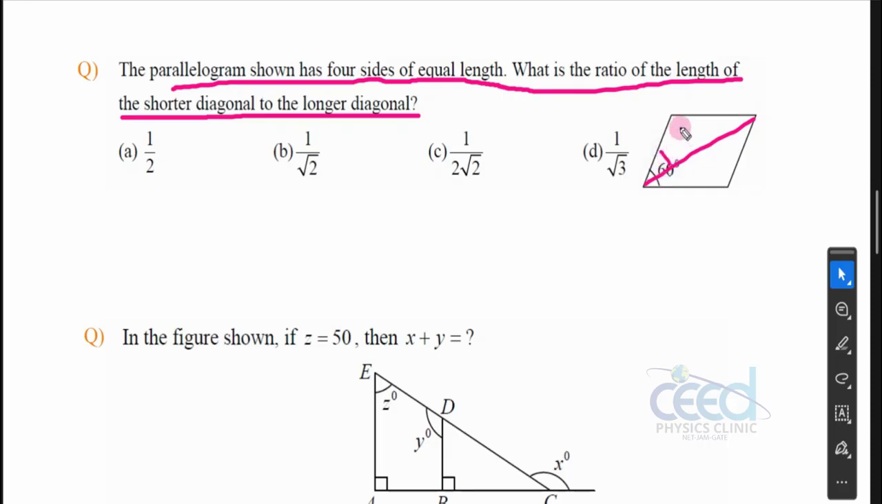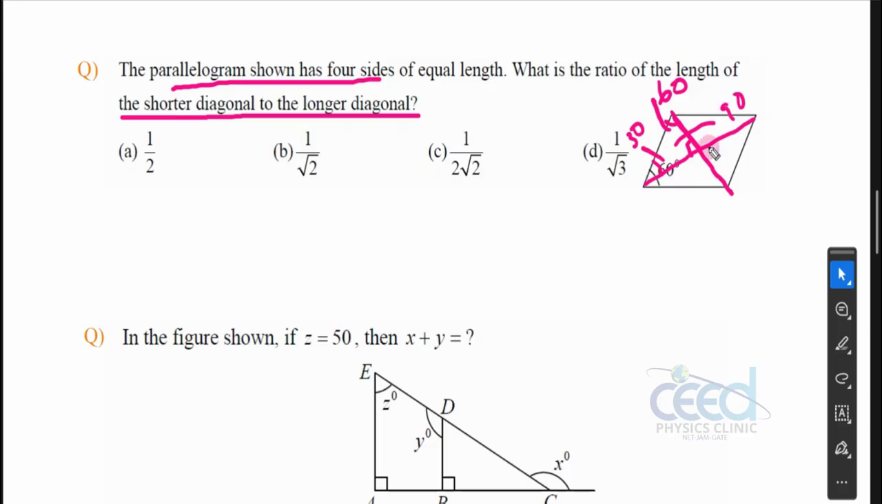30. Then this angle is 90, right? So we can draw it like this: angle 30 and this angle 90. Okay, then what about this angle? 60 only, since the triangle's angle sum is 180. So this is 60 only. Now, I need the ratio of the length of the shorter diagonal.